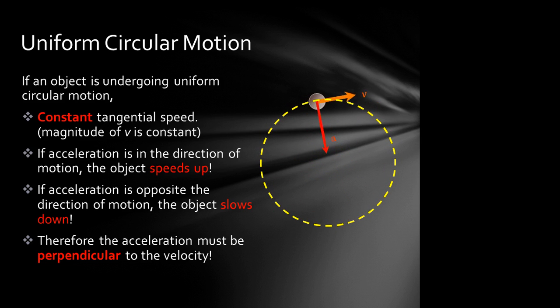So we came up with a vector diagram that looks like this. We have a velocity that's always tangent to the circle, and an acceleration that's always perpendicular to the tangent to the circle, which in other words is the radial direction. It's in the direction of the radius.